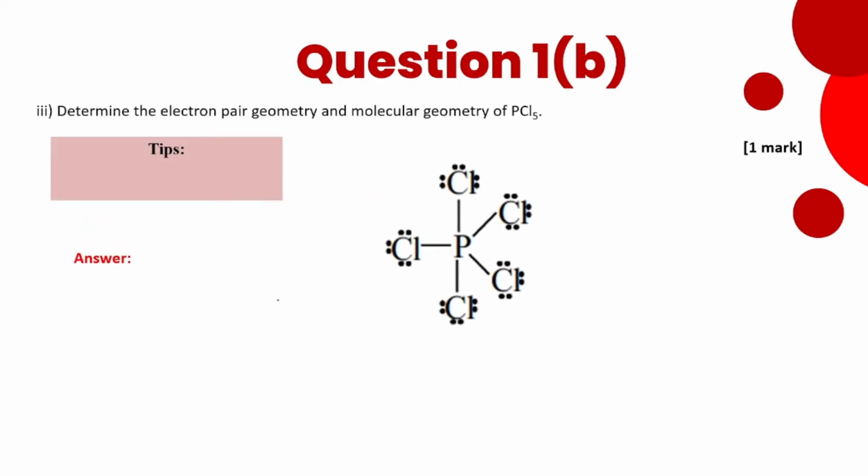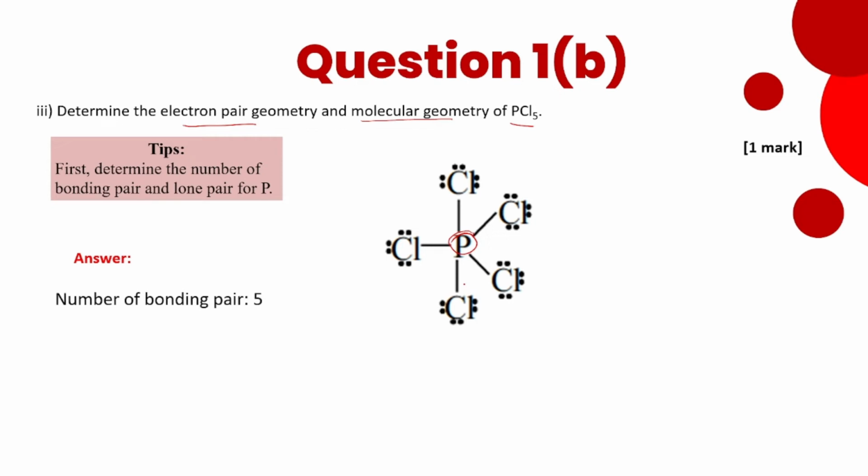And then for question 3, we need to determine the electron pair geometry and molecular geometry of PCl5. From here, we need to determine the number of bonding pairs and lone pairs for phosphorus. You only need to focus on the middle. You can calculate the number of bonding pairs: we have 1, 2, 3, 4, 5. The bonding pair is the single line here. Is there any lone pair on phosphorus? Nope, there's no lone pair at the phosphorus. Therefore, the total electron pair is going to be 5 plus 0, so 5.